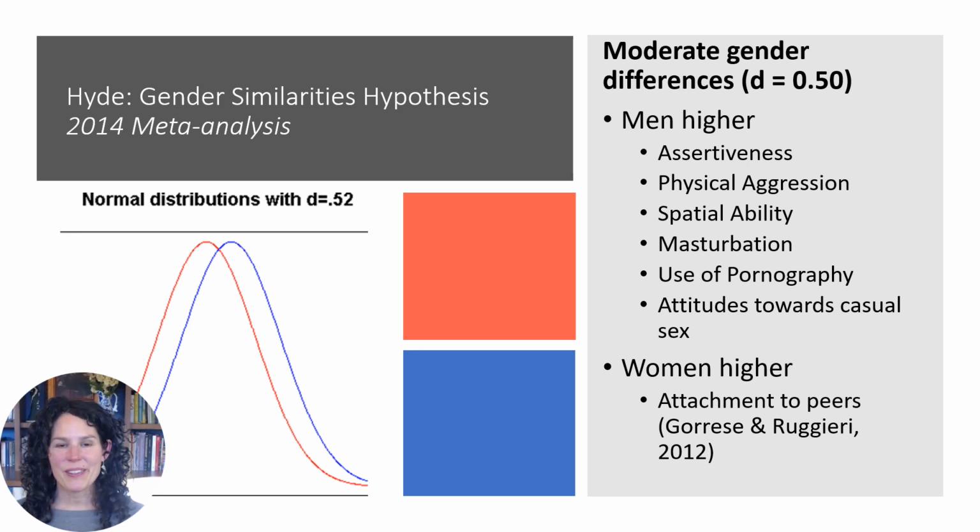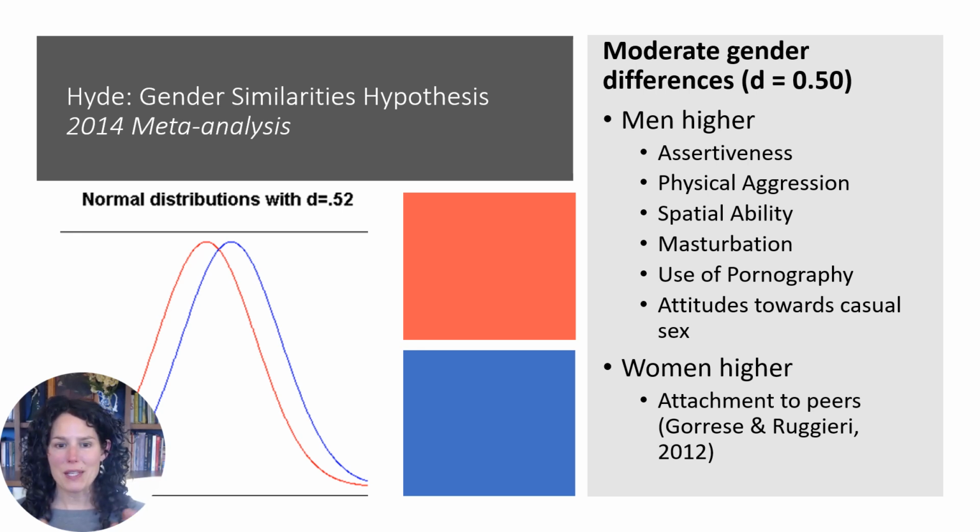Okay, so this is what a moderate or medium-sized gender difference might look like, a 0.50 Cohen's d. And so these were the things in Janet Shibley-Hyde's meta-analysis where there was a moderate gender difference. For men, it was men being higher on assertiveness, physical aggression, spatial ability, masturbation, use of porn, and attitudes towards casual sex, and for women, a higher attachment to peers.